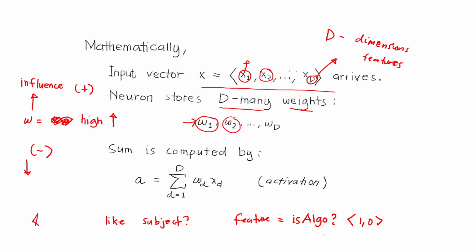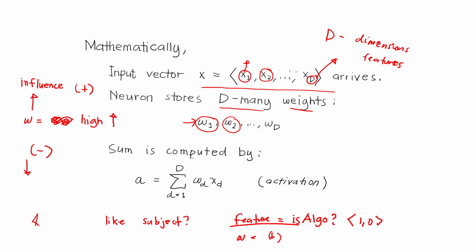But if it is not algorithms, then students are just not interested in the subject. So this feature would have a higher value on the positive side, because if it is true, then it will influence the decision to be more positive than negative. And that's just the purpose of the weights. Some weights can also become 0 if they are useless.